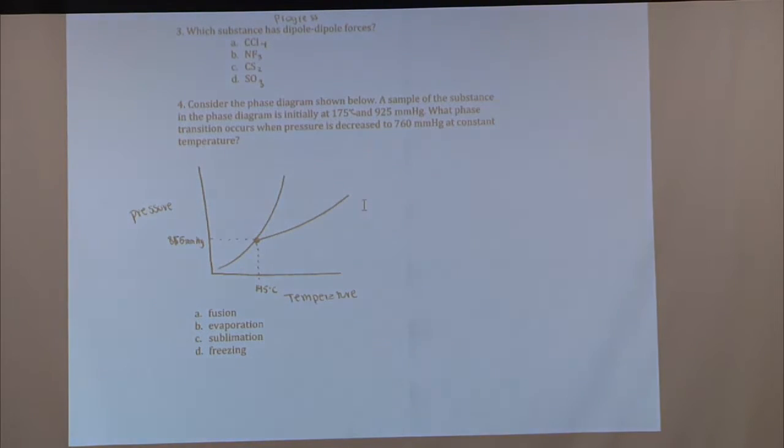Number 4 says, consider the phase diagram shown below. It says a sample of the substance in the phase diagram is initially at 175 degrees Celsius and 925 millimeters mercury. What phase transition occurs when pressure is decreased to 760 millimeters mercury at constant temperature? And so they give you the graph.